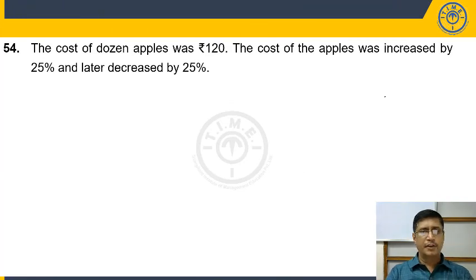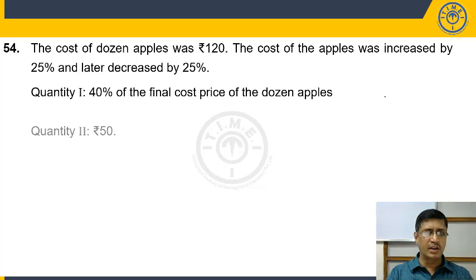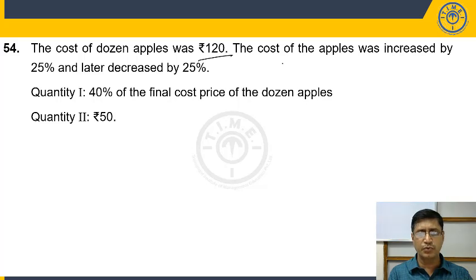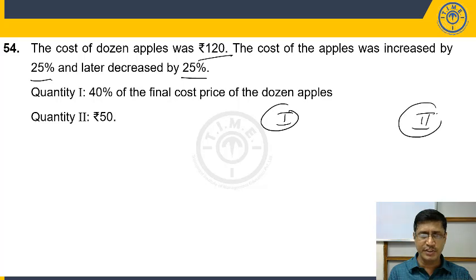Okay. Yes, my dear students, now look at the next example on your screen. The cost of a dozen apples was rupees 120. The cost of the apples was increased by 25%, later decreased by 25%. Now compare quantity 1 and quantity 2. My dear students, quantity 2 is clearly given here as 50. We need to find quantity 1. What is quantity 1? 40% of the final cost of the dozen apples.